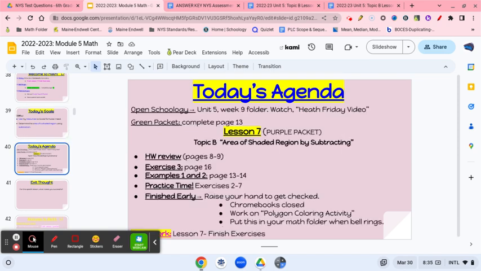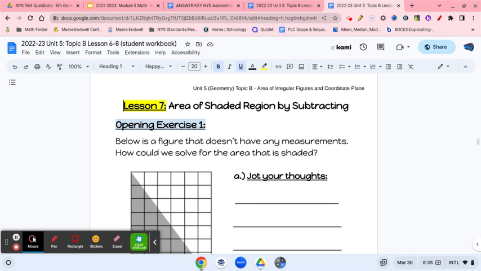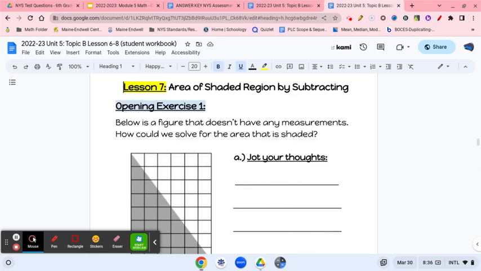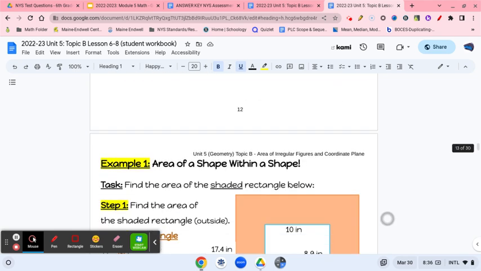So you can reference your agenda at your desk at any time, but we're going to head to lesson 7. So please get there. It is on page 12. Pause me and then come back. I am skipping page 12.